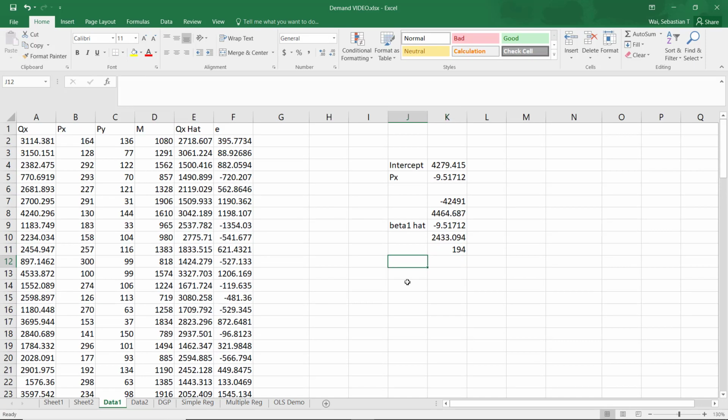We now have everything we need to calculate beta naught hat, which is y bar, so that's this one, minus beta 1 hat, which we already calculated, times x bar. And we can see that this answer matches up perfectly with the answer that Excel gave us. The whole point of doing this is to show that regression is not magic. Even when we let the computer do things for us, we still want to understand what it's doing and why.